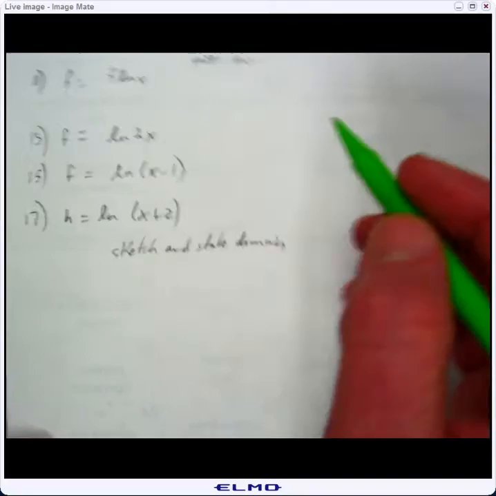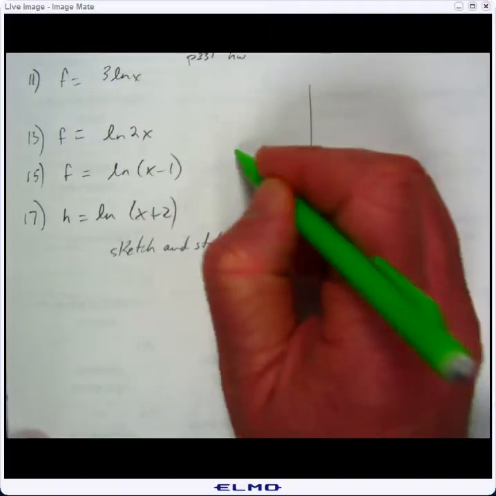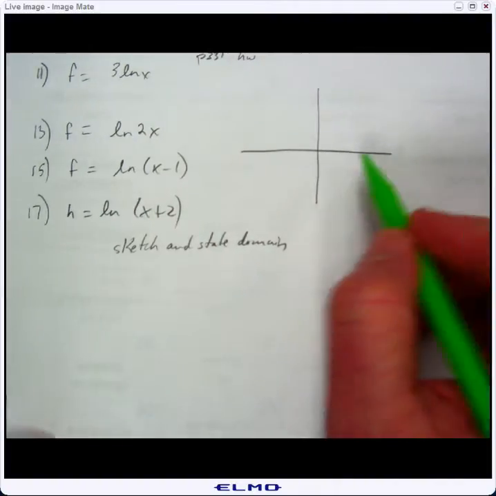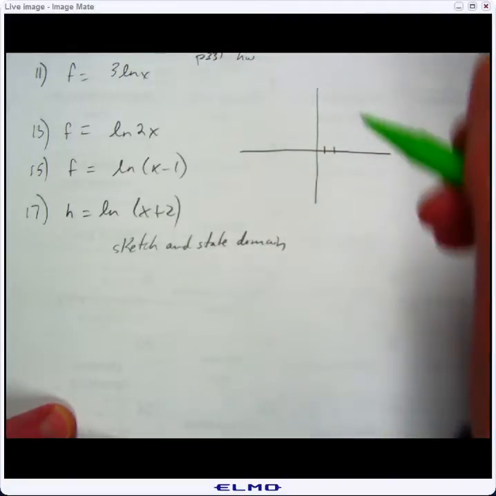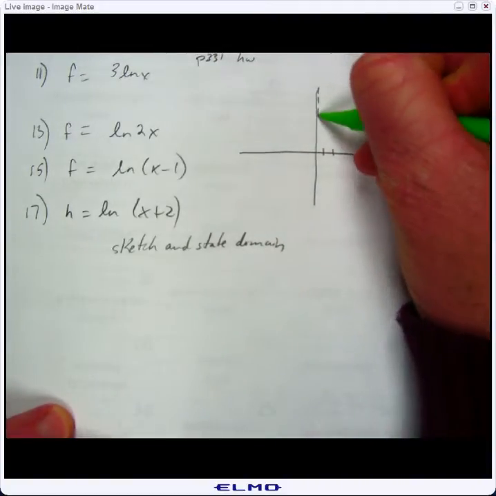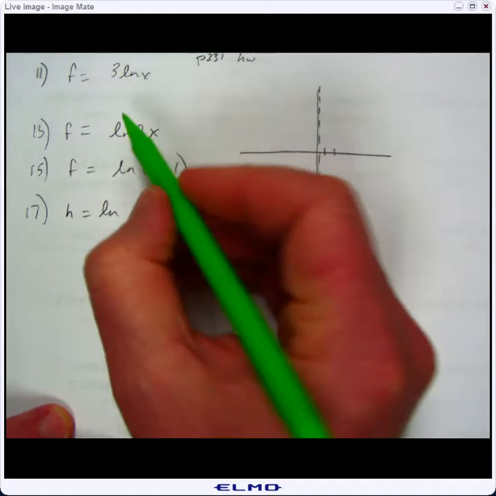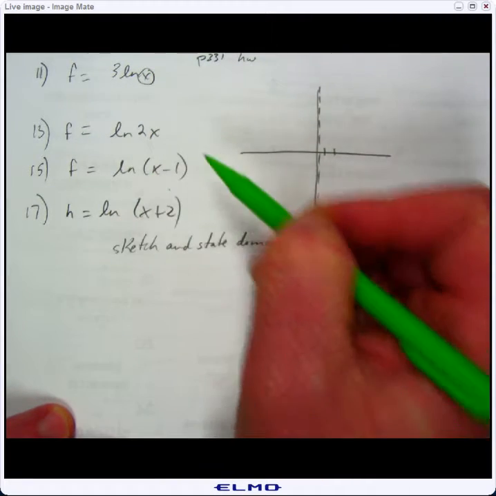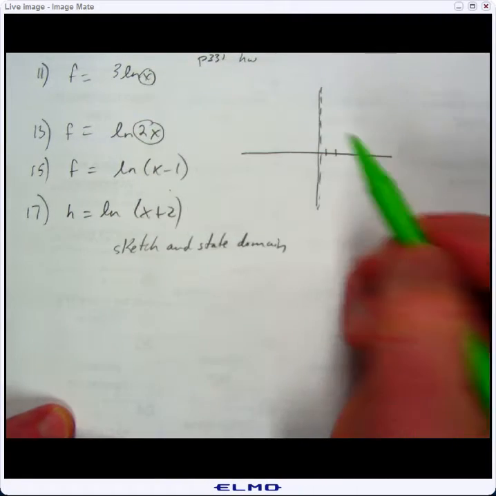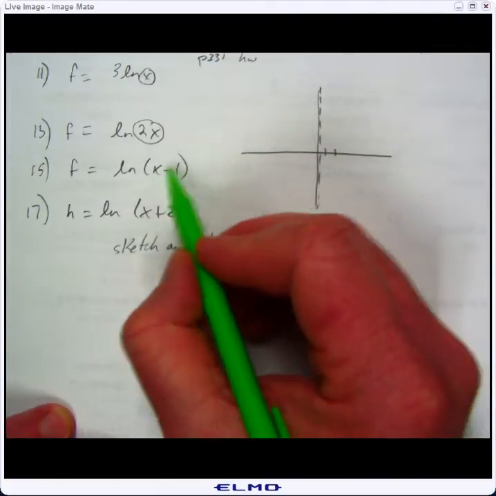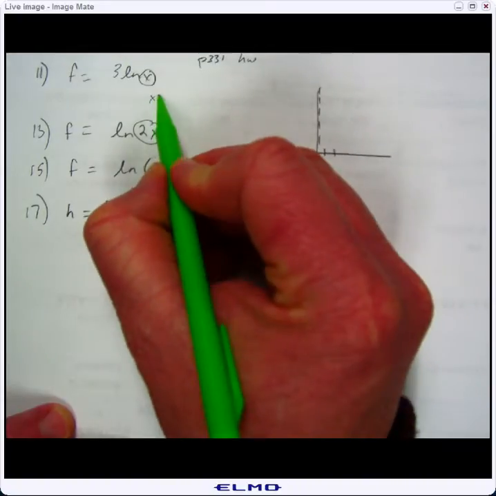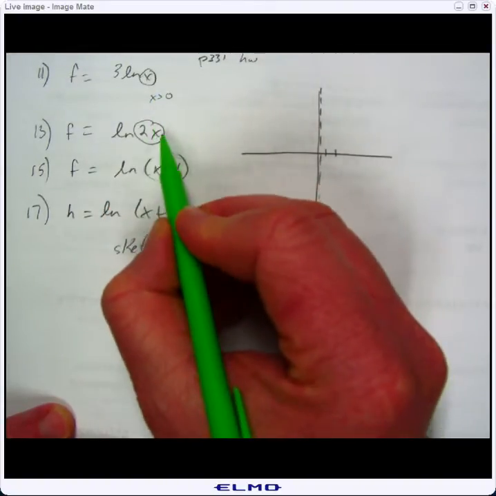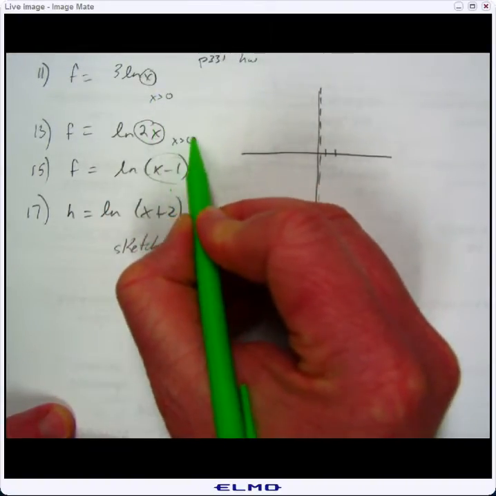And so mainly with sketching logs, the most important part is understanding the domain starts at x is greater than 0. Whatever is inside the parentheses has to be greater than 0. So basically all the parentheses do is just tell you where the vertical asymptote is. So the domain here would be x is greater than 0. Domain here would also be x is greater than 0.